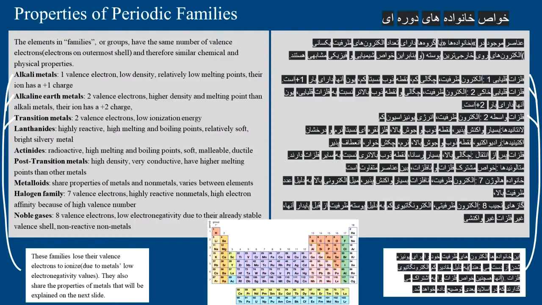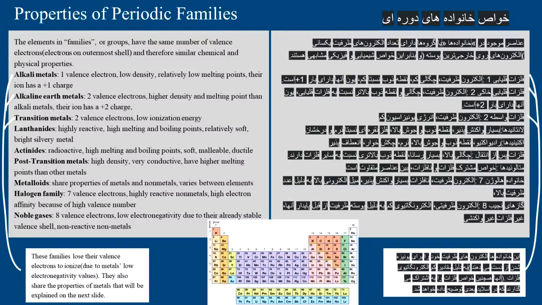Like I mentioned earlier, the elements are grouped in families, and these elements have the same number of valence electrons on the outermost shell, and therefore they have similar chemical and physical properties. We have the alkali metals with 1 valence electron. They have a low density, a relatively low melting point, and their ions have a 1+ charge. Then we have the alkaline earth metals, which have 2 valence electrons. Their ions have a 2+ charge, and they have a higher density and melting point than the alkali metals.